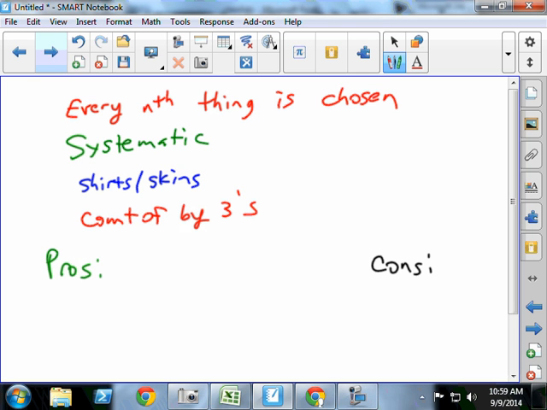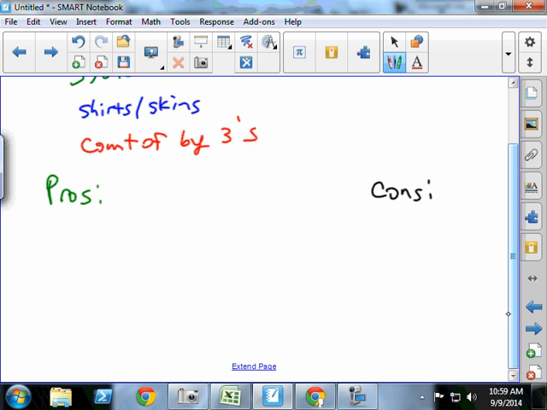If we're talking about checking a car off the assembly line in a factory, every fifth car in the assembly line, we're going to get every fifth car, no doubt about it, right? And chances are that's going to be representative of the people. Now, I don't know if this happens in your gym class or not.